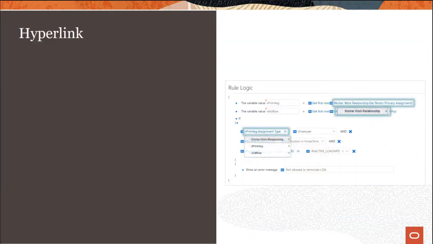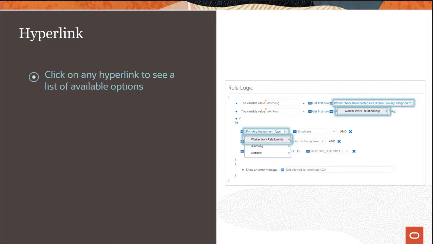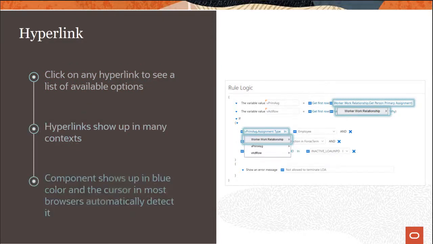The final element for navigation inside the autocomplete editor are the hyperlinks. You can click on any hyperlink to see a list of available options. Hyperlinks can show up in many contexts. In all cases where a hyperlink is available, the component shows up in blue color, and the cursor in most browsers will automatically detect it as such.